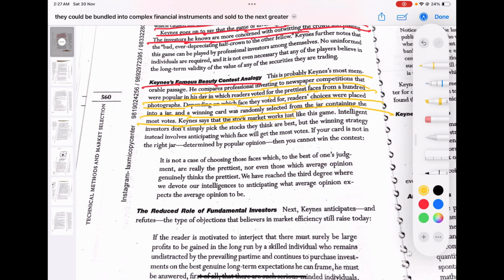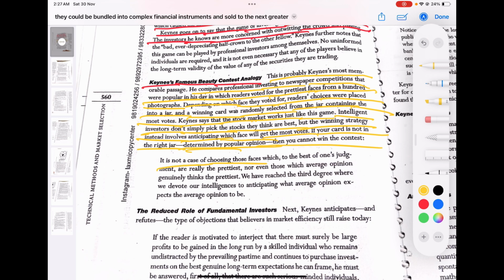Keynes says that the stock market works like this game. Intelligent investors don't simply pick the stocks they think are the best, but the winning strategy instead involves anticipating which face will get the most votes. If your card is not in the right jar determined by popular opinion, then you cannot win in the contest, right? Because now it's not an individual thing. You need to be in the direction of the majority of people.